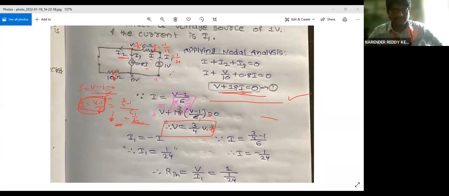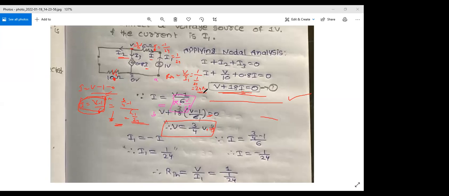So as we are talking, RTH can be given as V by I1, right? The value of V is 1 and the value of I is 1 by 24. So you get the resistance as 24 ohms. So this is how we find the value of RTH and VTH. Is that okay?